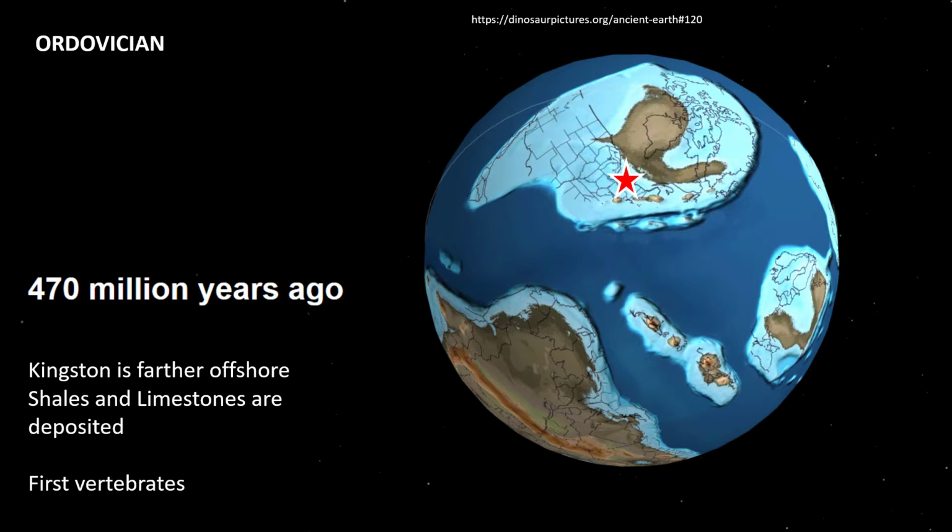About 470 million years ago, Kingston has moved farther offshore. We start to see shales and limestones being deposited. We've looked at those last week. We also see the first vertebrates in the ocean. Keep following the star, that's the city of Kingston.